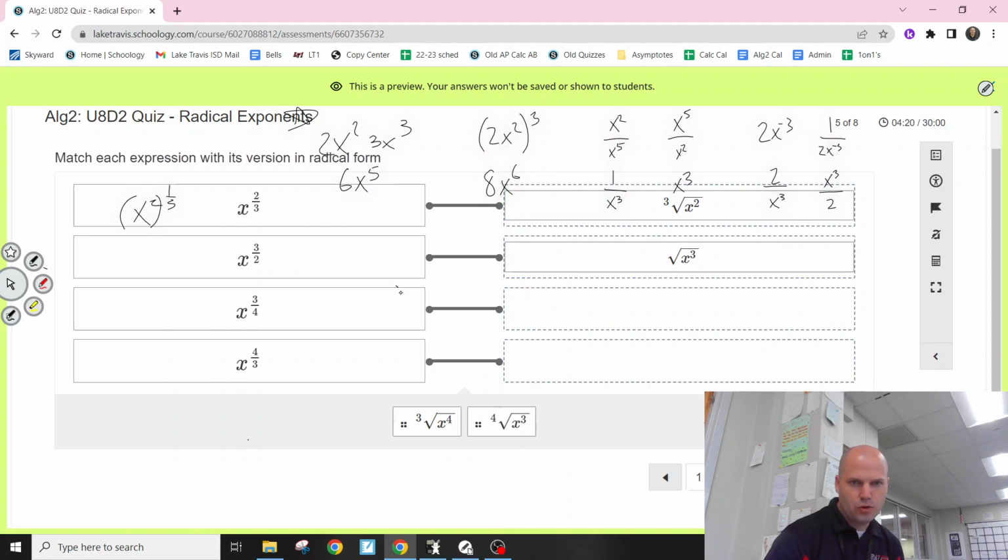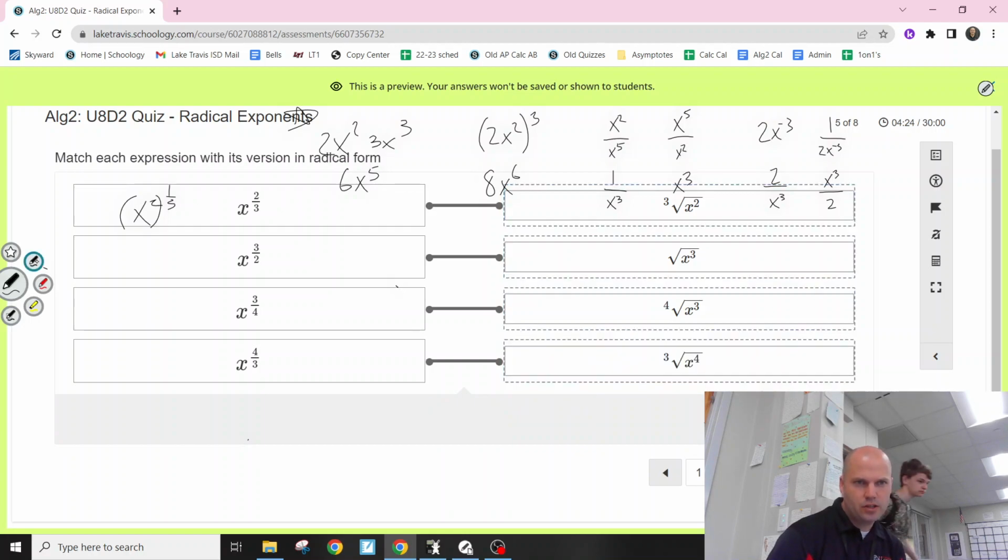This would be x cubed 4th rooted, and this would be x to the 4th cube rooted. Again, to show you how you get that: x cubed to the 1/2, x cubed to the 1/4, x to the 4th to the 1/3.